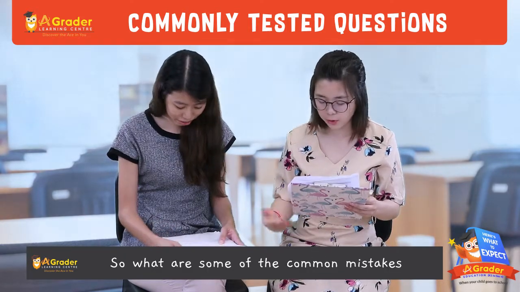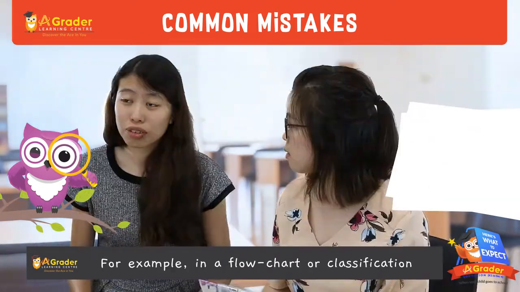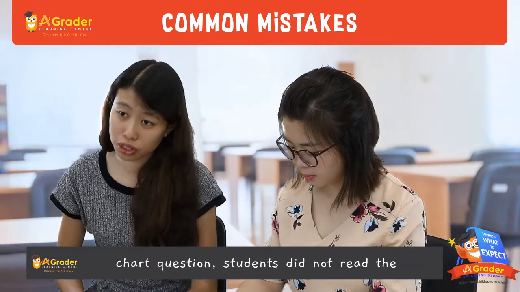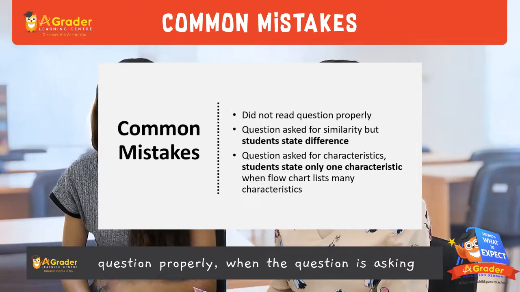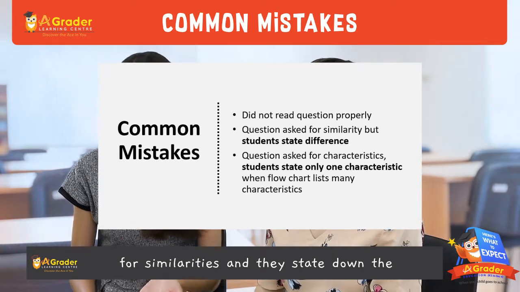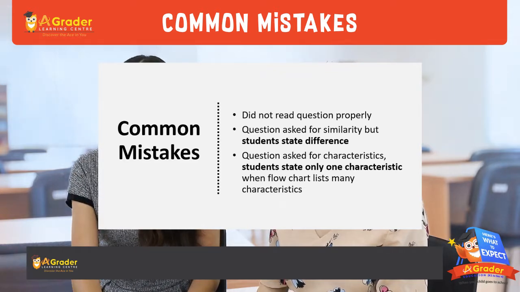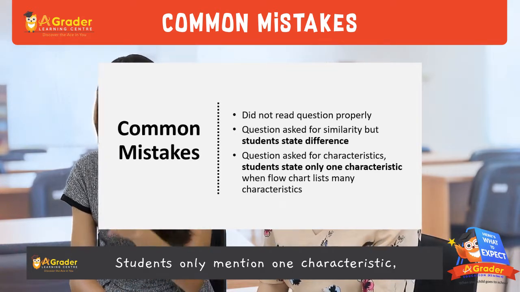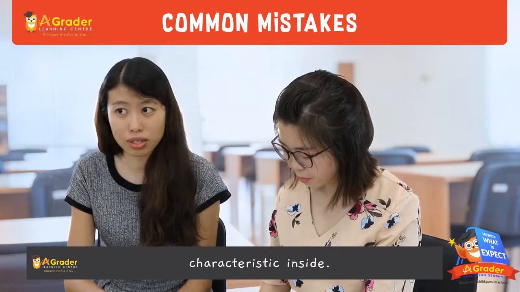Yes. So what are some of the common mistakes that you have identified throughout your years of teaching? The common mistakes will be, for example, in the flowchart or classification chart questions, students did not read the question properly. When the question is asking for similarities, they state down the differences instead, or vice versa. Some commonly made mistakes will also be that students mention only one characteristic, while the flowchart actually states many characteristics inside.